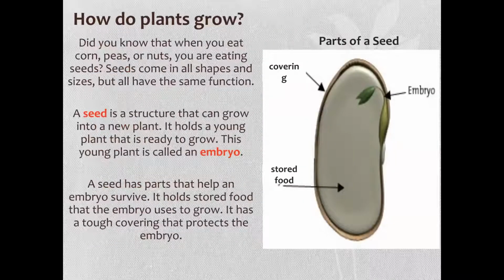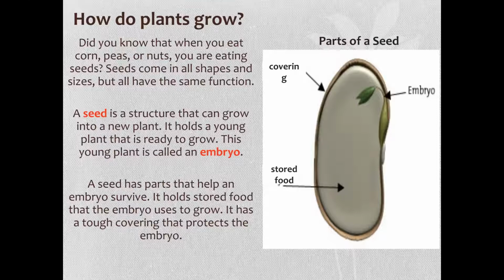How do plants grow? Did you know that when you eat corn, peas, nuts, you are eating seeds? Seeds come in all shapes and sizes, but all have the same function. And you know what that word function means? It's a job that it does to help that plant be successful, to live. A seed is a structure that can grow into a new plant. It holds a young plant that is ready to grow. This young plant is called an embryo.